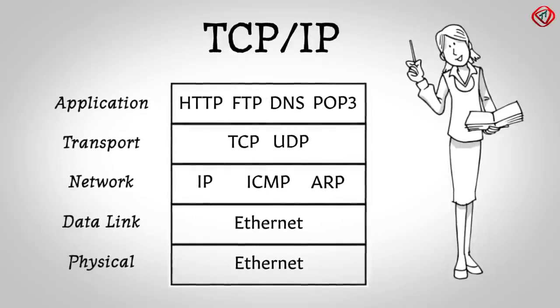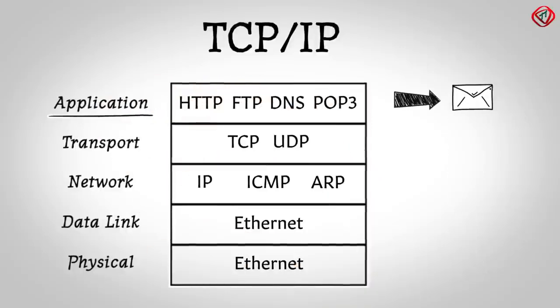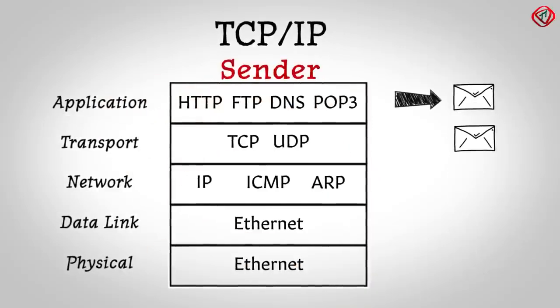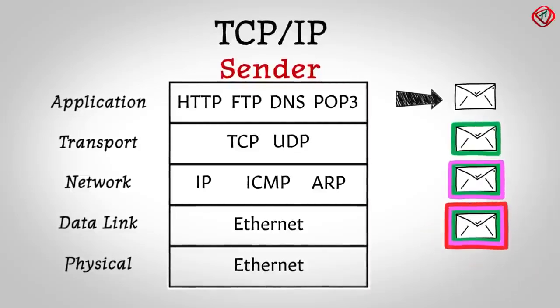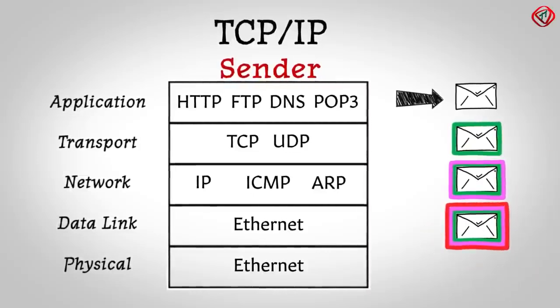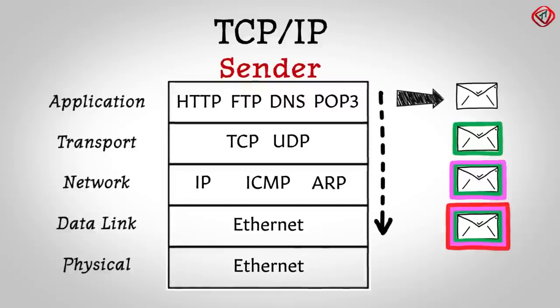The topmost layer is the application layer, which generates a message. The message is passed to the lower layers at the sending node, where each layer encapsulates the message from the above layer. So the message sent becomes larger and larger as it passes down the chain.